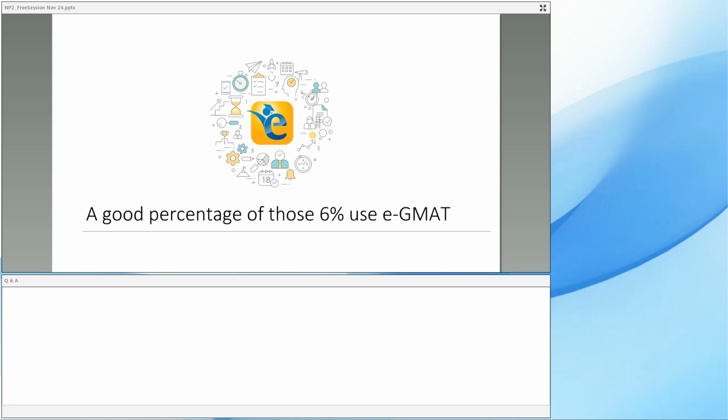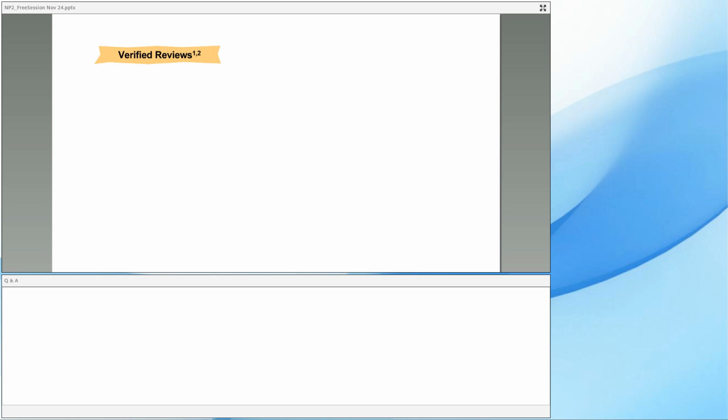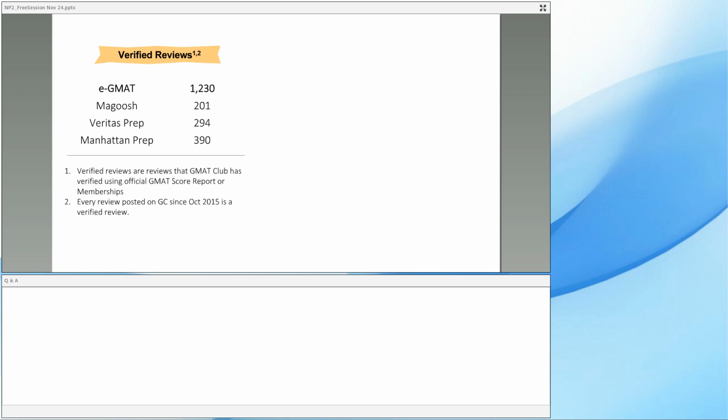Now, a good percentage of those who actually get to a 720 or higher score use e-GMAT. Why do we say that? When you look at the stats on two of the most popular portals, GMAT Club and Beat the GMAT, you're going to come to the same conclusion. The first stat is the number of verified reviews. Over the last 3 years, more verified reviews have been posted for e-GMAT than for any of the other prep companies. In fact, when you add the verified reviews for each of these three companies, e-GMAT still has more reviews. What are verified reviews? Verified reviews are reviews that have been verified using an official score report or a valid GMAT Club membership.